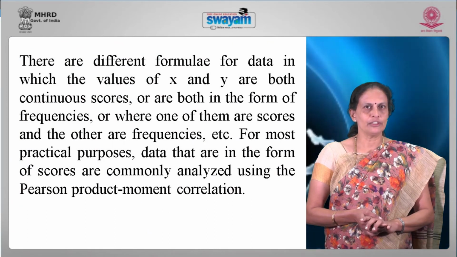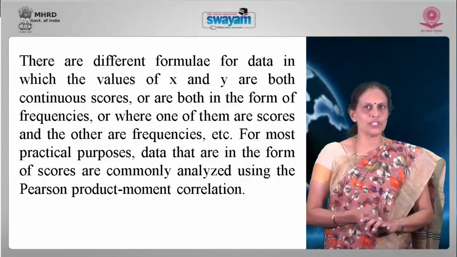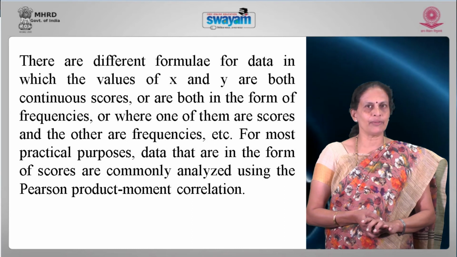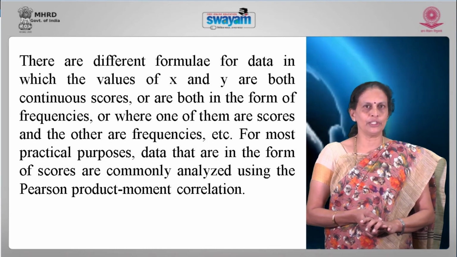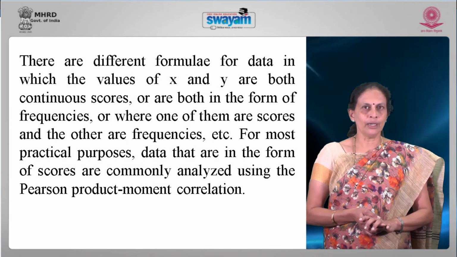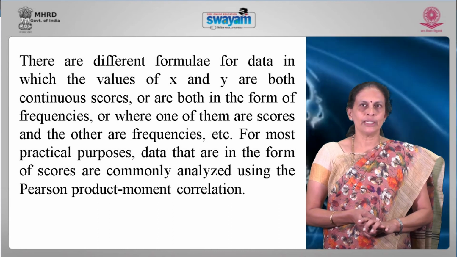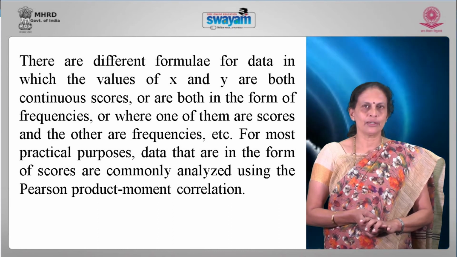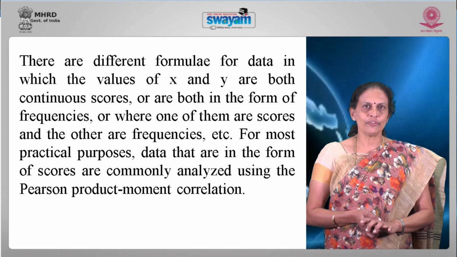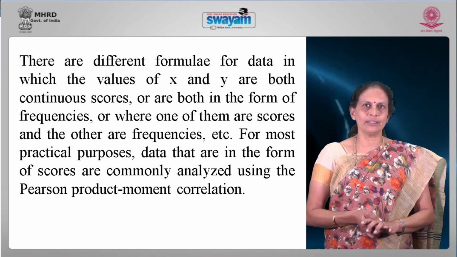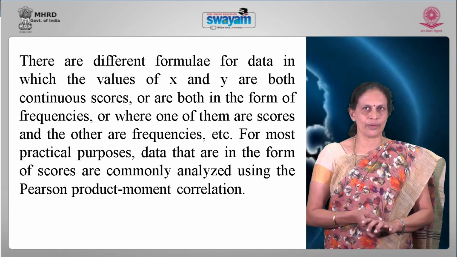There are different formulae for data in which the values of X and Y are both continuous scores, or both in the form of frequencies, or where one of them is scores and the other is frequencies, etc. For most practical purposes, data that are in the form of scores are commonly analyzed using the Pearson product moment correlation.